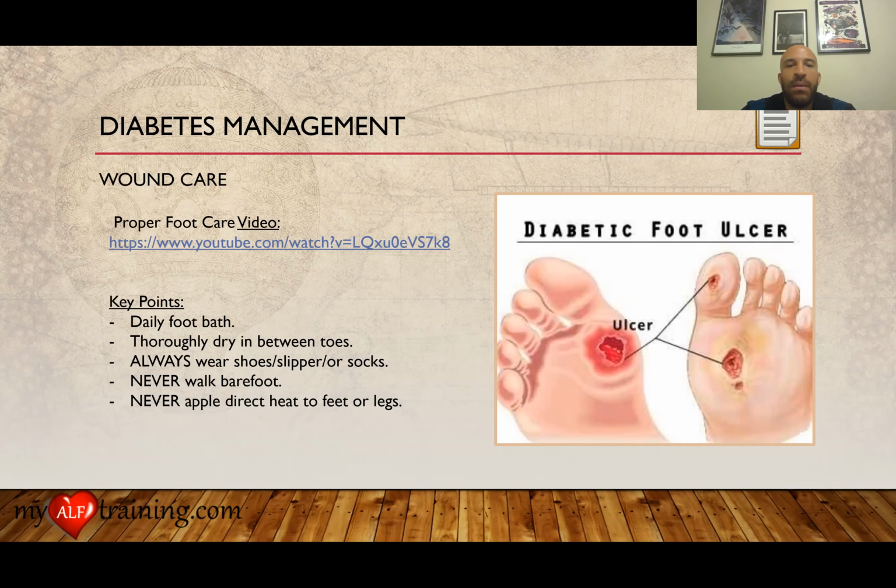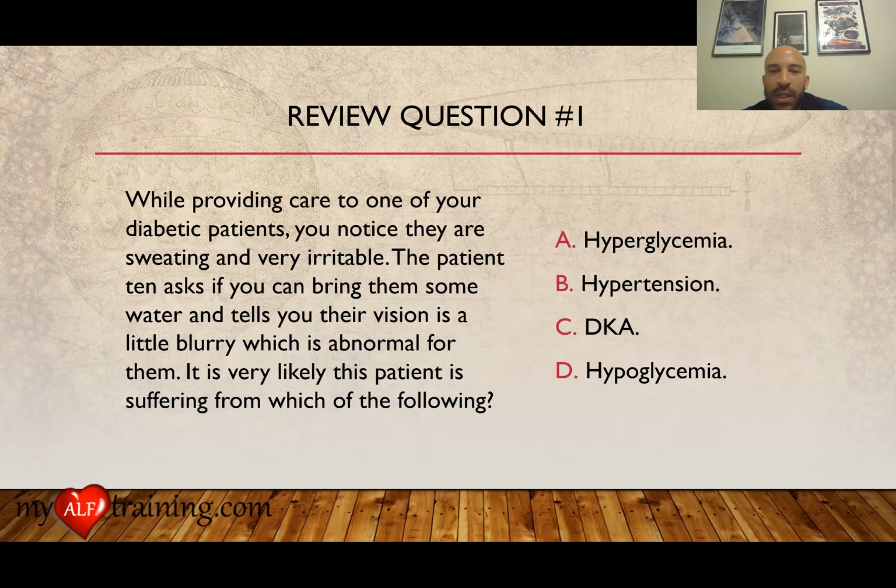Now, why wouldn't we apply direct heat to the feet or the legs? Because again, patients with diabetes have decreased blood flow because of the microvascular breakdown. It may be like when an arm falls asleep. Just how that arm is numb, their leg is numb, and if you apply direct heat to it, they can't tell you if it's too hot because to them, it doesn't feel too hot. It feels nice and warm, but it's actually burning the skin and the tissue. So we never apply direct heat to a diabetic's lower feet, leg, or area.